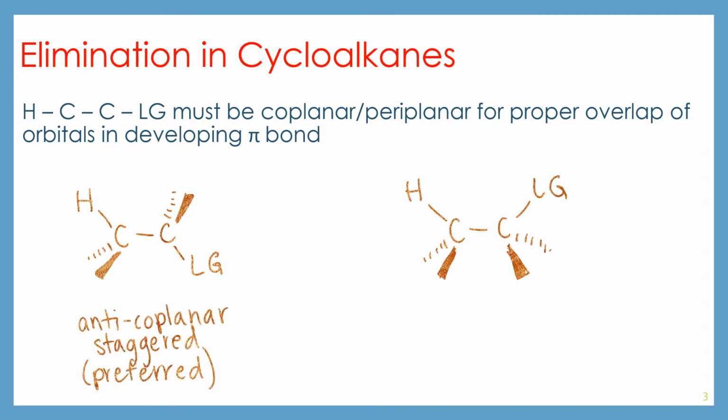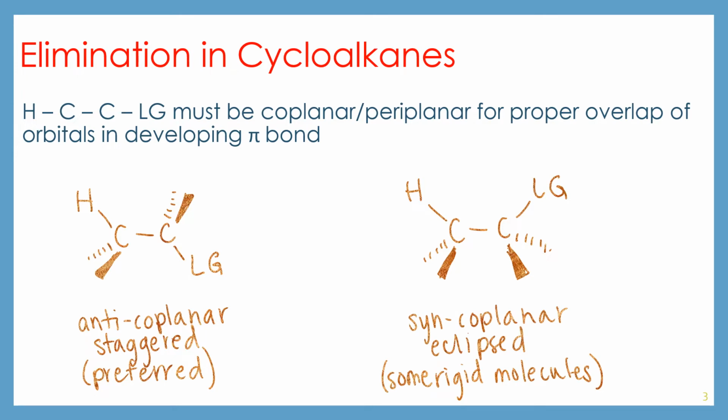This first image is what's called anti-coplanar in the staggered conformation, which is what is preferred. And the other example is what's called syn-coplanar, which is in the eclipsed conformation. Some rigid molecules can be forced into this.